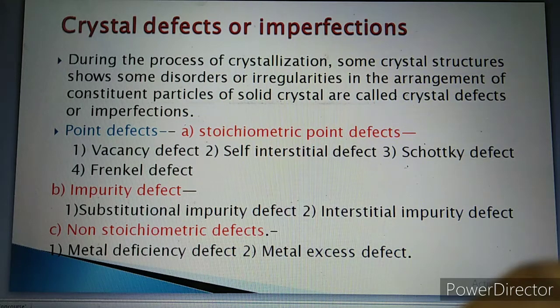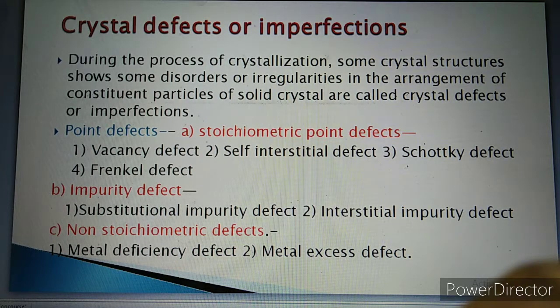Good morning students. In the last video, we solved the numericals based on the tetrahedral void, octahedral void, density, edge length and radius. Now, in today's lecture we will start with crystal defects and imperfections.